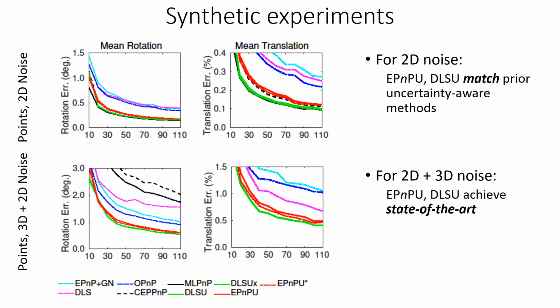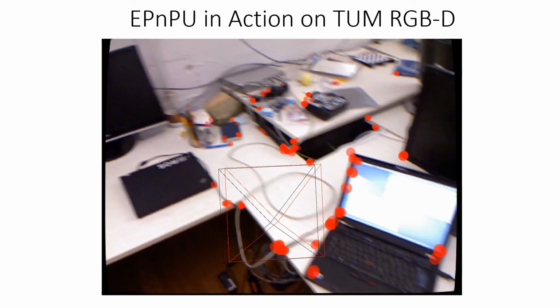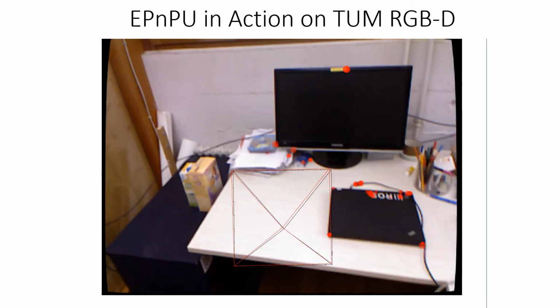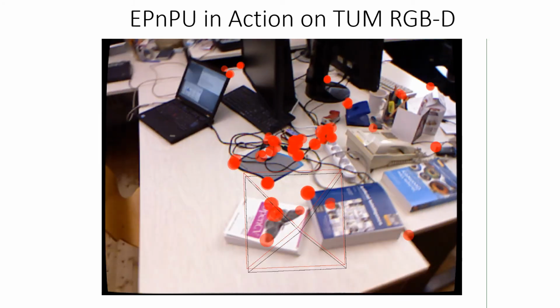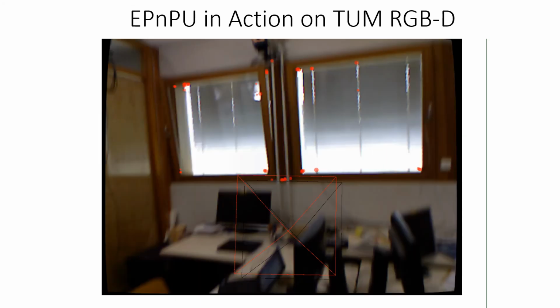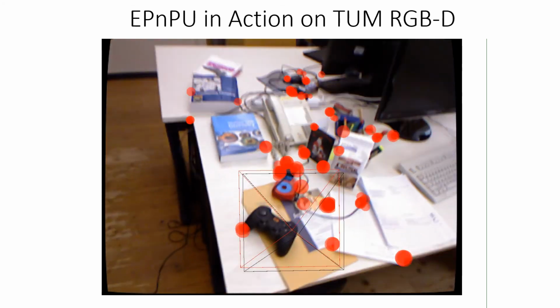In the synthetic experiments, we justify that the proposed pose solvers match the accuracy of previously published uncertainty-aware methods in the case of 2D noise and achieve state-of-the-art in the general case of both 3D and 2D noises. Here we show the weight associated with each point inside our EPNPU solver. We see that although further points tend to have lower weights, still weights of the points at the same depth can differ substantially.